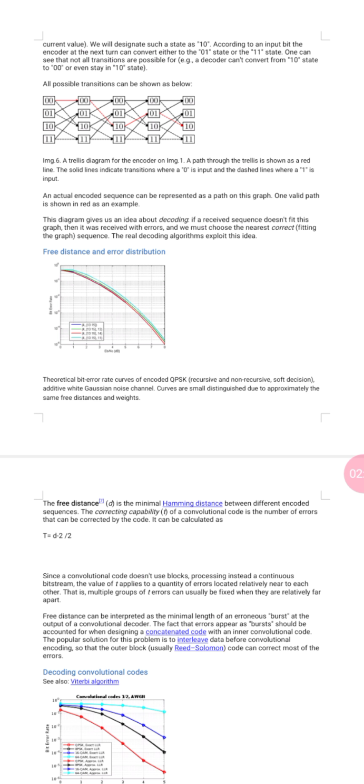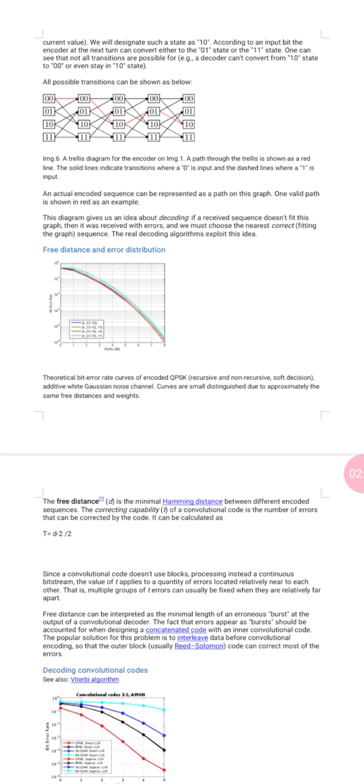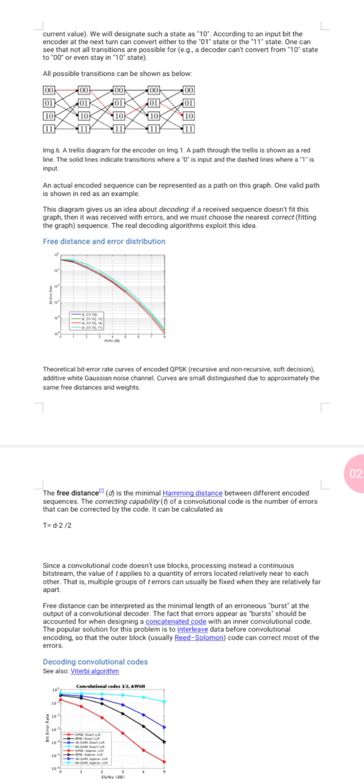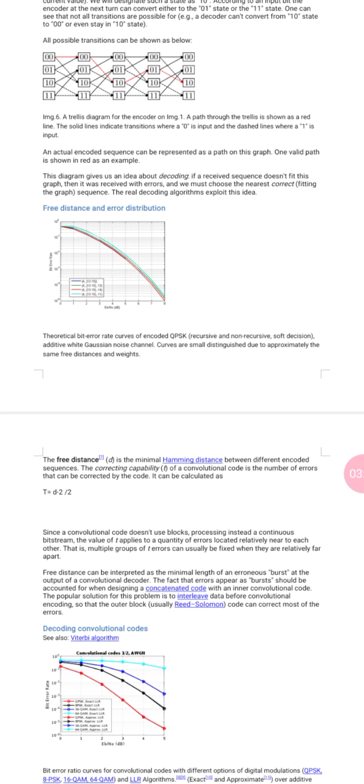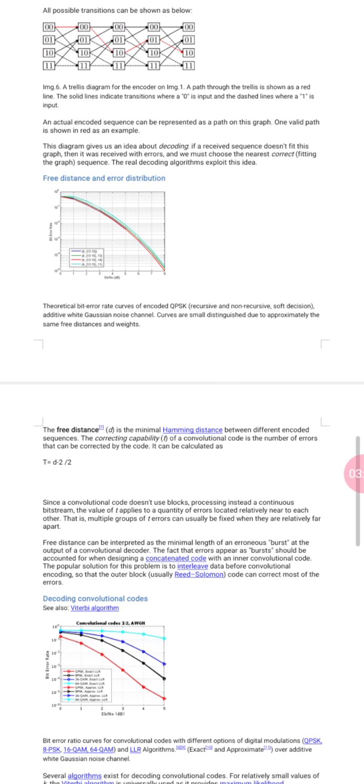See image number 6, a trellis diagram for the encoder of image 1. A path through the trellis is shown as a red line. The solid line indicates the transition where 0 is input and dashed lines where 1 is input. Okay, for solid line it is 0 input and for dashed line it is 1 input. Red is showing the path through a trellis. An actual encoded sequence can be represented as a path on this graph. One valid path is shown in red as an example.